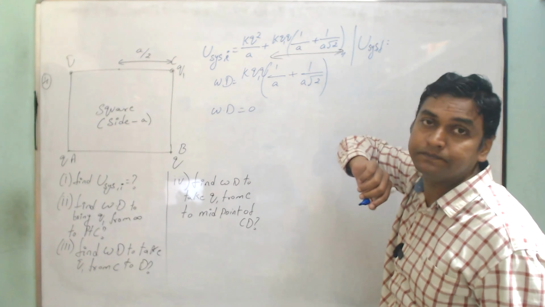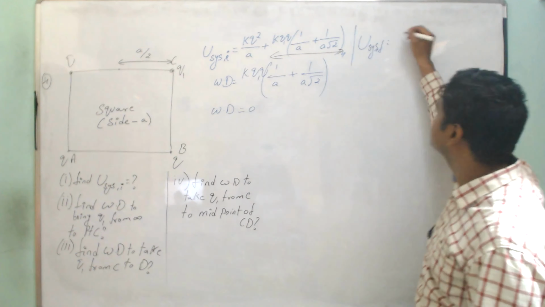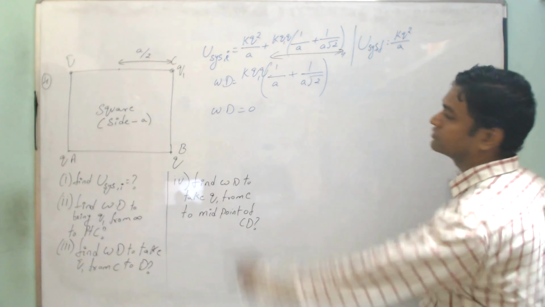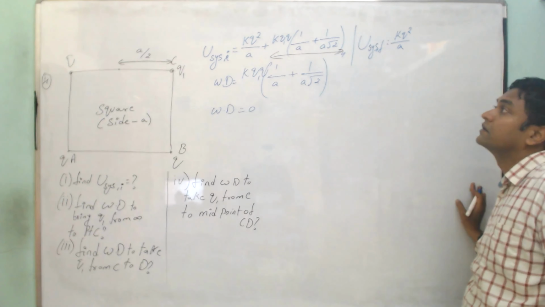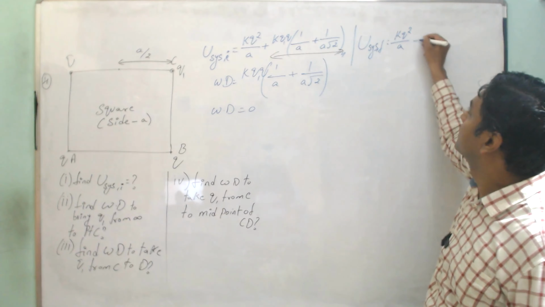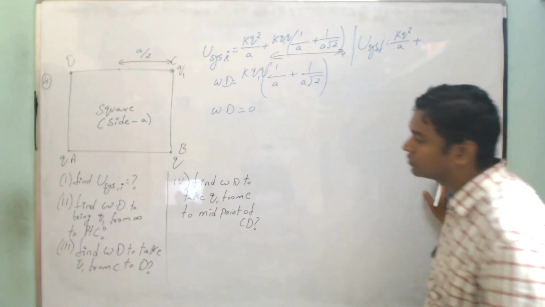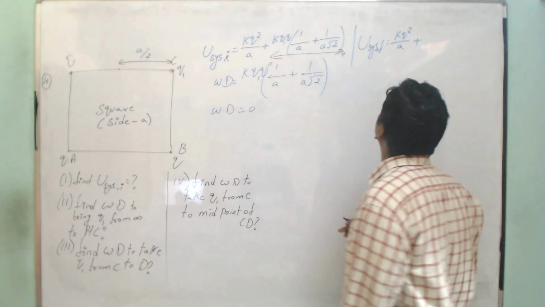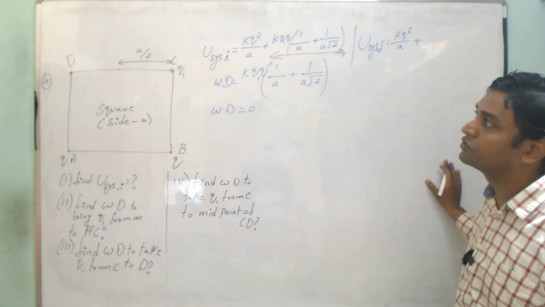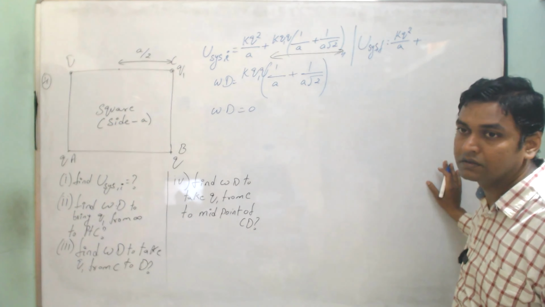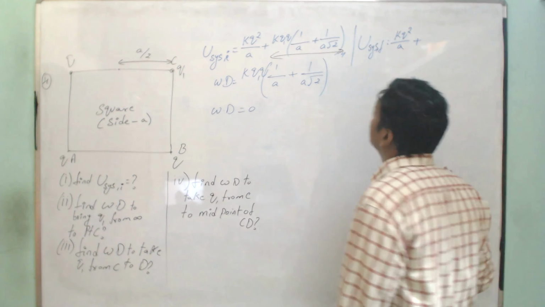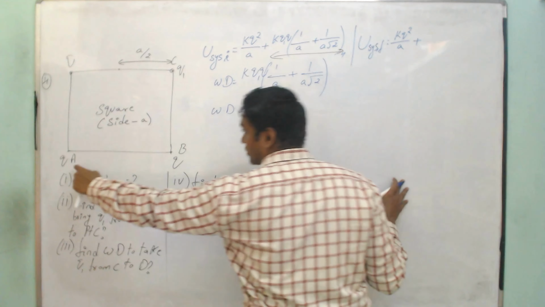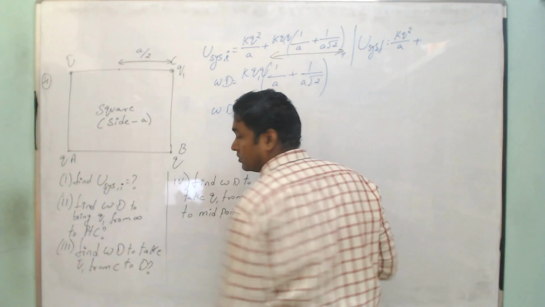First term will be the same because the charges are in the same position, A and B. Now q and q. Why did you write q square? q into q will become q square. We are taking it between q and Q1. I'm saying the first term, K q square by a, is the potential energy between these two.